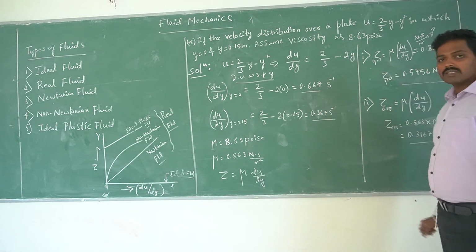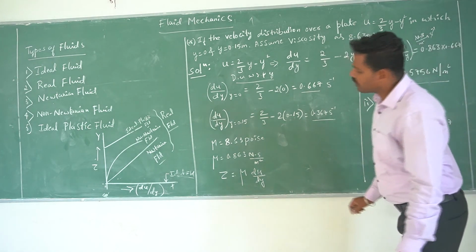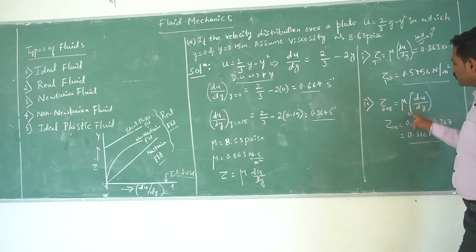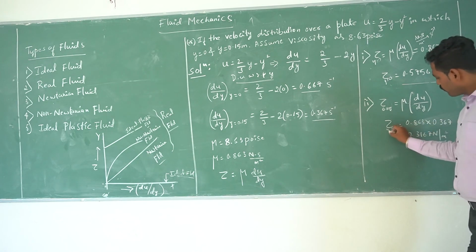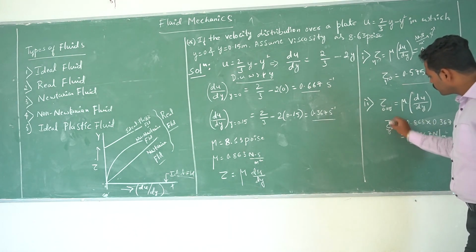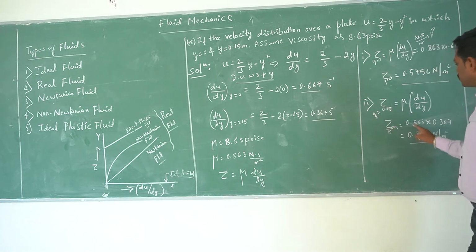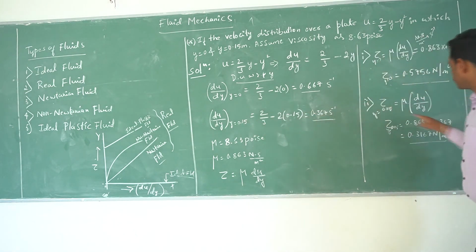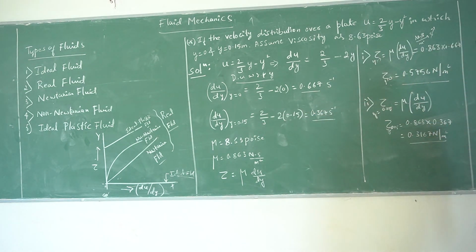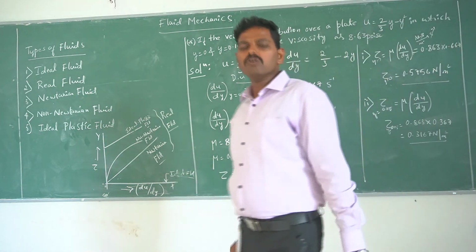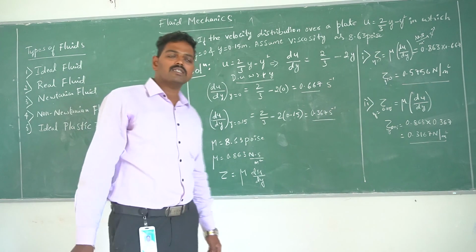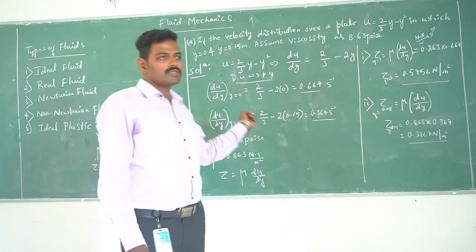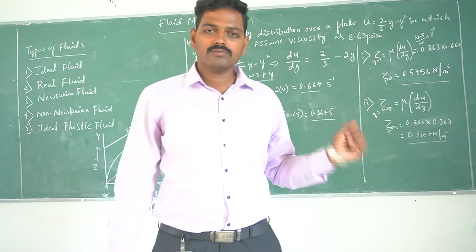In the second one, when y value is 0.15 meter, then tau is equal to mu into du by dy. Tau when y is at 0.15, that is 0.863 as mu, then du by dy when y is at 0.15, that is 0.367, then the shear stress at y is equal to 0.15 meter will be 0.3167 Newton per meter square. So these are the ways to solve the numericals when they ask in terms of the viscosity concept within properties of fluids. Thank you.